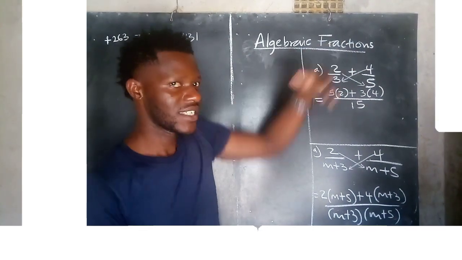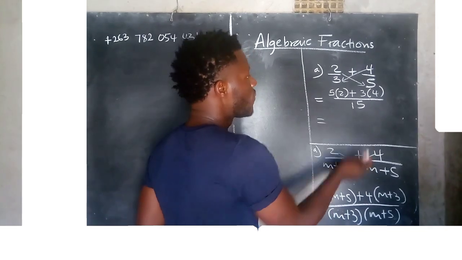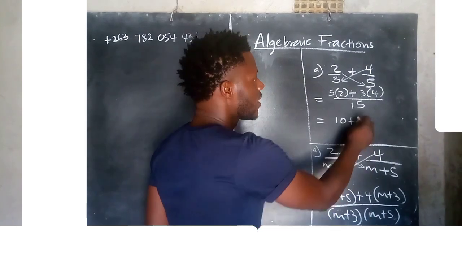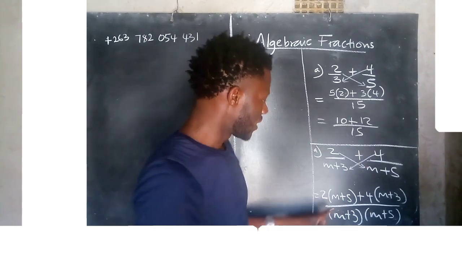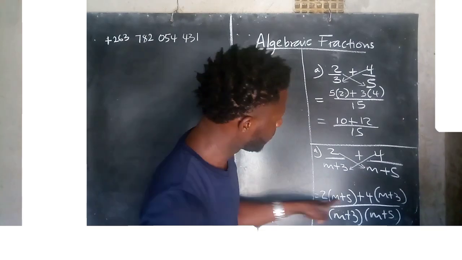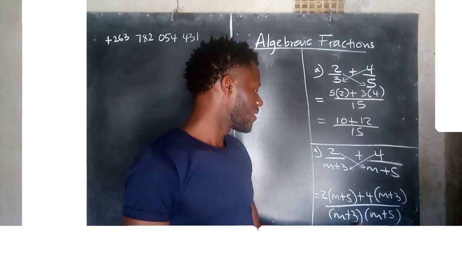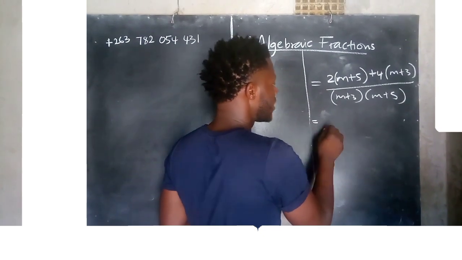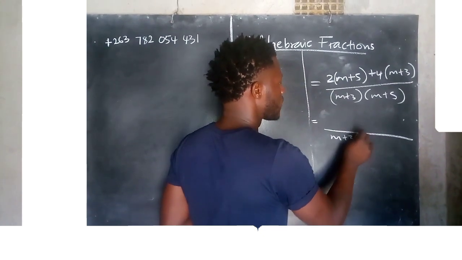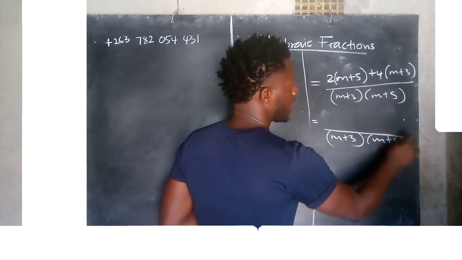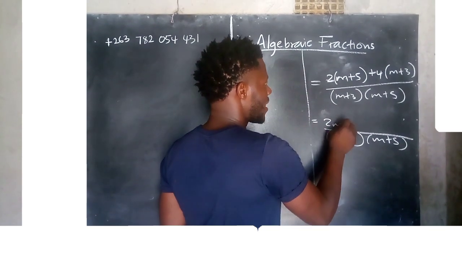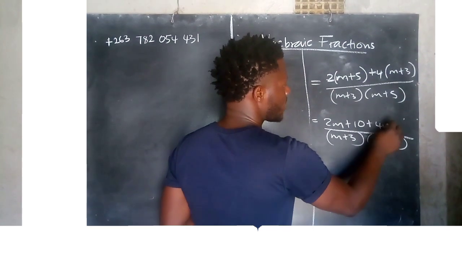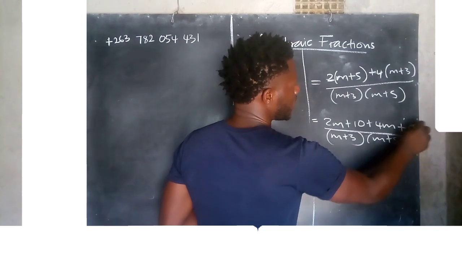Then in this common fraction, the next stage is removing brackets. 5 times 2, we get 10, plus 3 times 4, we get 12, over 15. So the same applies here. You will be removing brackets. There's no change that will be effected on the denominator. So now we are proceeding with removing brackets on the numerator. The denominator will remain (m+3)(m+5). So now it's 2 times m, we get 2m, 2 times 5, we get 10, 4 times m, we get 4m, and 4 times 3, we get 12.